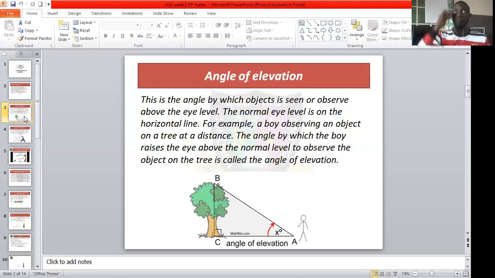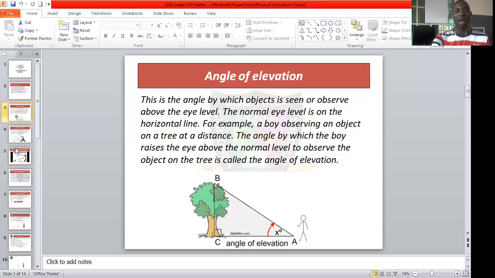So when you are looking above it to check for an object above your normal eye level, the angle your eyes make to get the point at which you are looking at the object, that angle is called the angle of elevation. As you can see, look at the drawing very, very well. The point A forms a triangle, A, B, C. The tree forms a line, B, C, at which the boy is looking at an object on the tree. So the eye level is on the line A, C. Looking above, at the point B, gives the angle of elevation. That's what we call our angle of elevation.